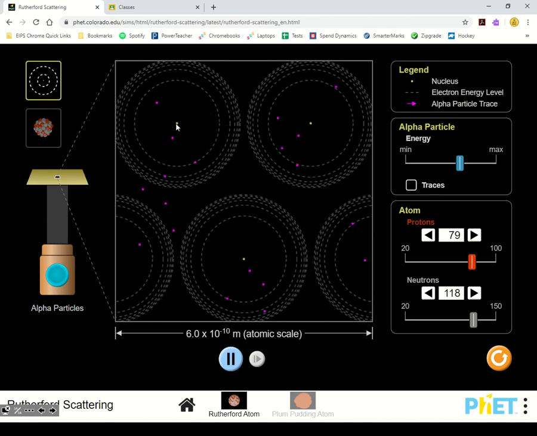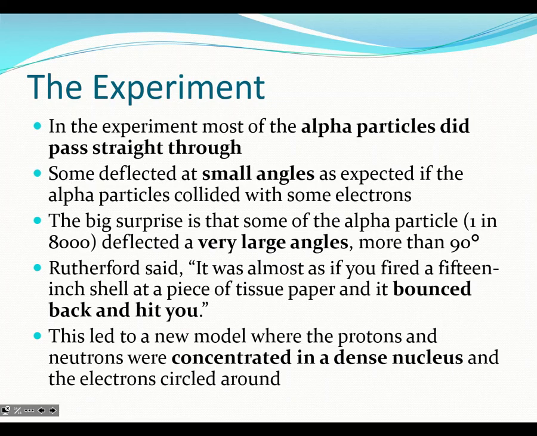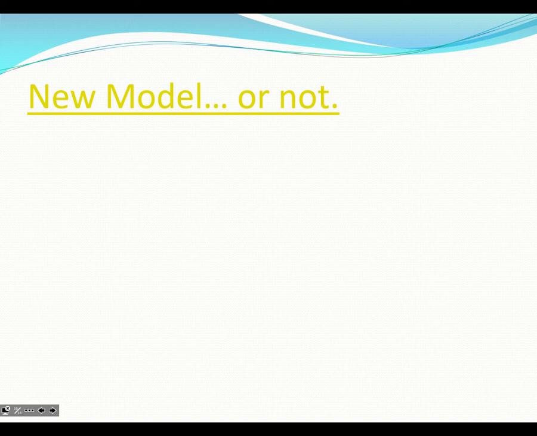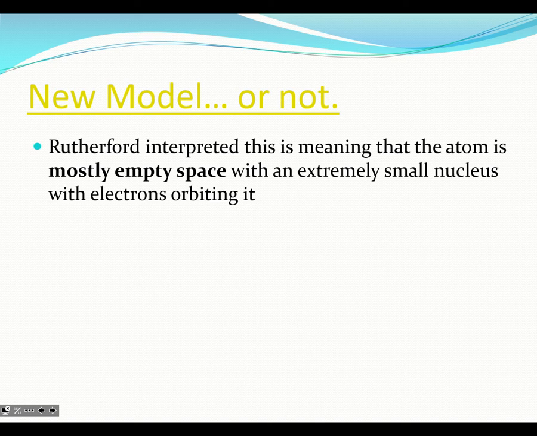This is this new model of the atom. So dense nucleus, protons and neutrons in there, electrons orbit around, and most of the stuff passes straight through because it's mostly empty space. So Rutherford interpreted this as meaning the atom was mostly empty space with an extremely small nucleus and the electrons orbit around it.